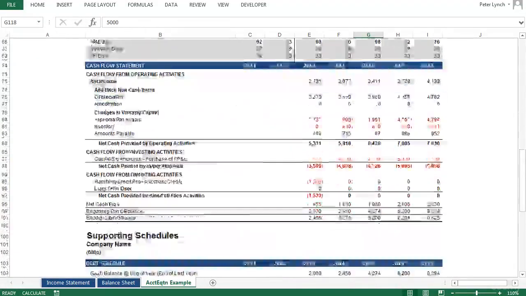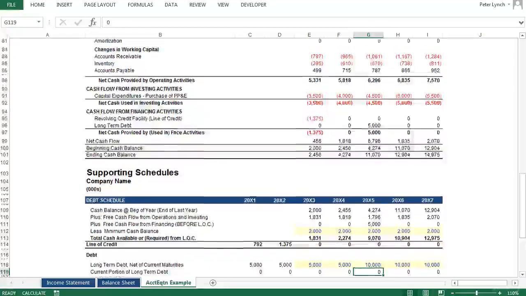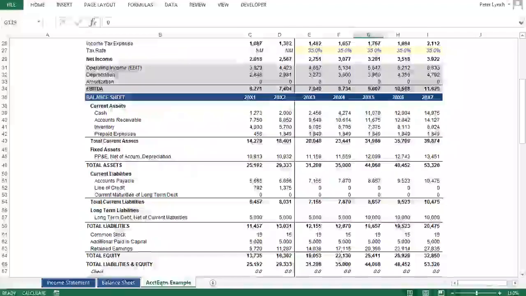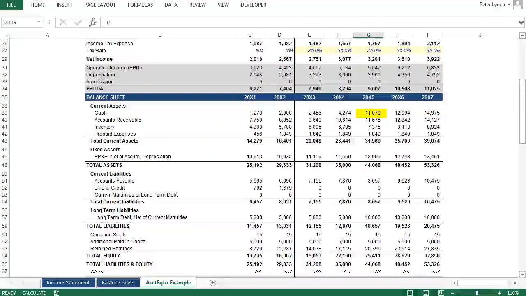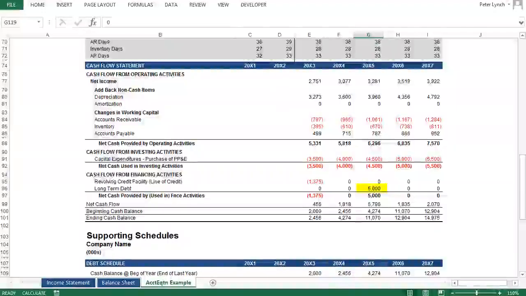So let's go down to our debt schedule. And in the third period, increase debt by $5 million. Notice that when I hit enter, $5 million shows up on your cash flow statement as a cash inflow. And if you scroll up to cash on your balance sheet, you'll notice that cash has gone from $6.2 million to roughly $11 million. So here's what's interesting. It doesn't reflect exactly a $5 million increase. Now why is that? On the cash flow statement, we saw a cash inflow of $5 million.